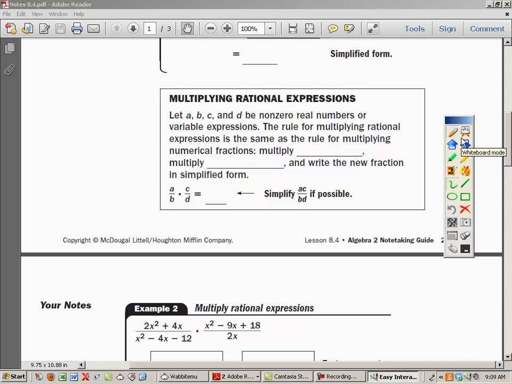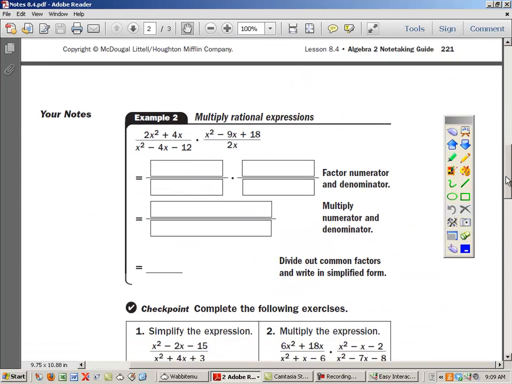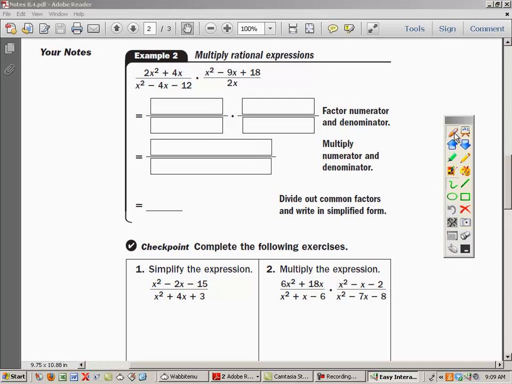Let's take a look at how that applies to what we're working on in this section. Let's look at multiplying some rational expressions on top of the next page. Now, before we multiply these, it's not a bad idea to factor them first. We're going to factor out the greatest common monomial factor of 2x squared and 4x, which happens to be 2x, and that leaves an x plus 2. So I rewrite the first numerator as 2x times x plus 2. In the bottom, we have to find two numbers that multiply to negative 12 that add to negative 4, and that happens to be x plus 2 and x minus 6.